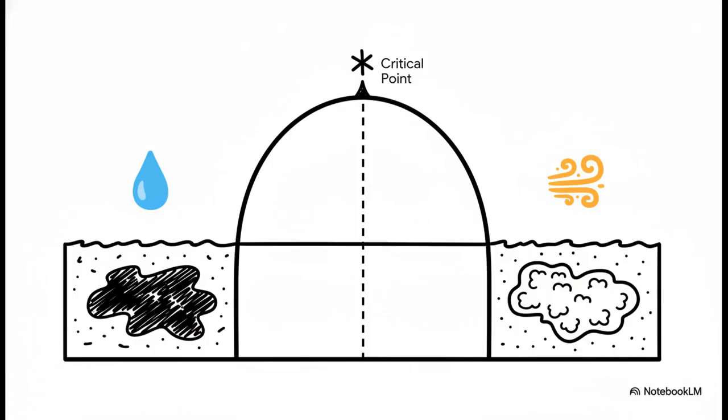So here's the big takeaway. This one spot on the map, that critical point, gives us our first huge rule for telling reservoirs apart. It's actually pretty simple. If the reservoir's temperature is cooler than that critical temperature, we call it an oil reservoir. If it's hotter, guess what? It's a gas reservoir. That one point tells you the most fundamental thing you need to know.